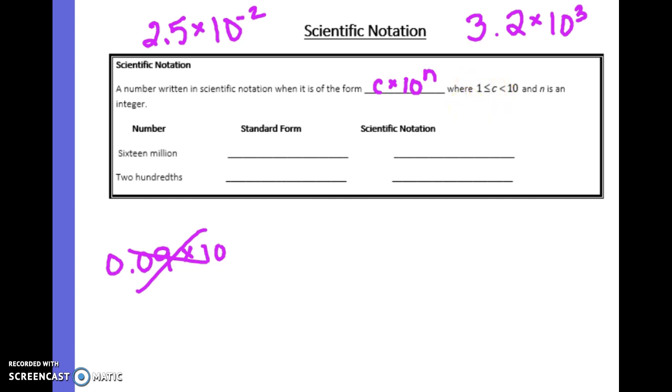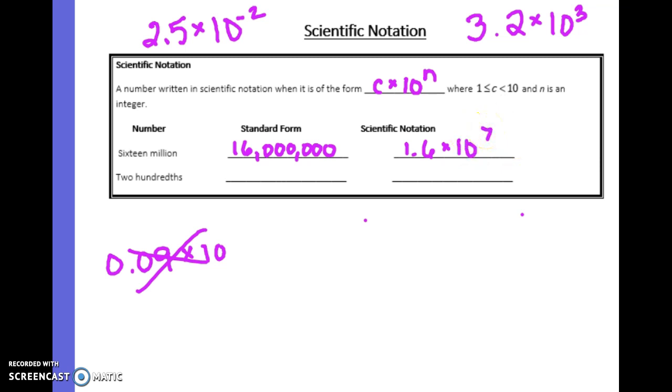So the number 16 million in standard form, if we wrote it out, would be 16 million like that, but in scientific notation form, it would be 1.6. We put the decimal right between the first two numbers, times 10, and then you just count: 1, 2, 3, 4, 5, 6, 7. That would be to the 7th power. So that represents a very large number. Notice it has a positive exponent.